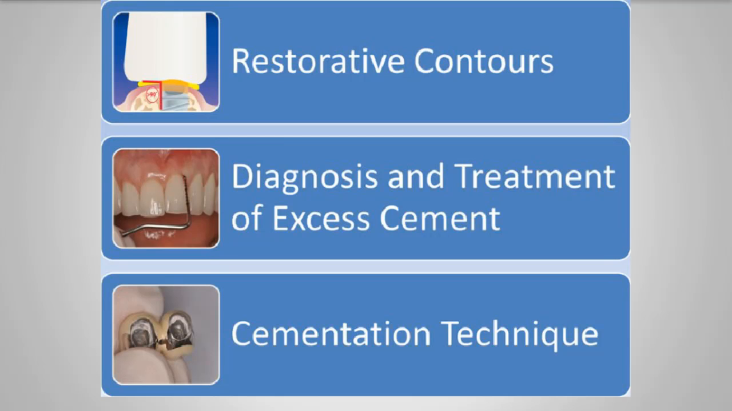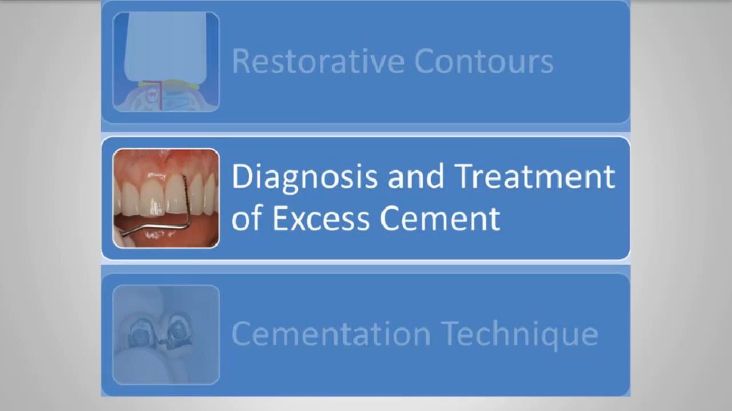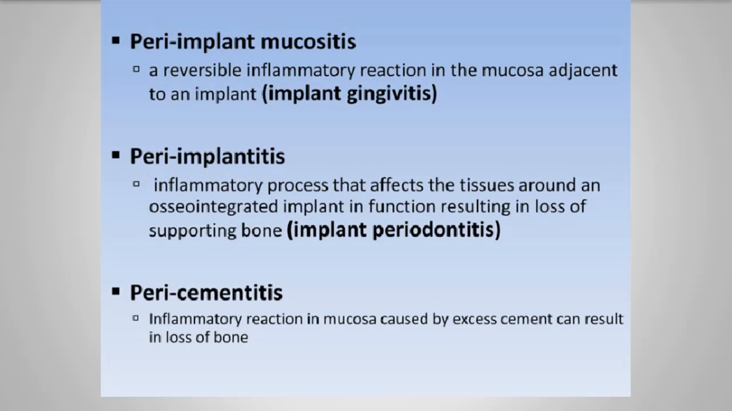So now let's talk about how we actually diagnose these conditions. There are really only two conditions, two peri-implant diseases that I am comfortable discussing. The third that you see here, peri-implantitis, I hate that term, and I'll tell you why. Well, the first is peri-implant mucositis. Let's just call this implant gingivitis.